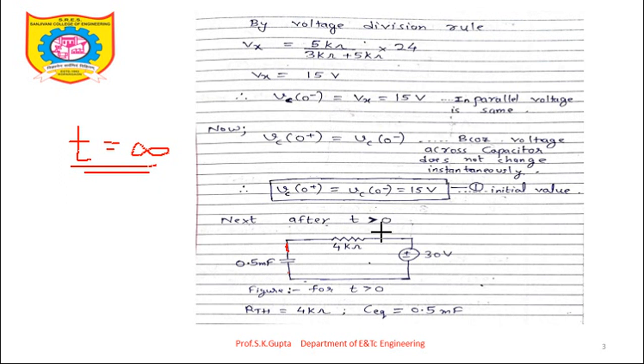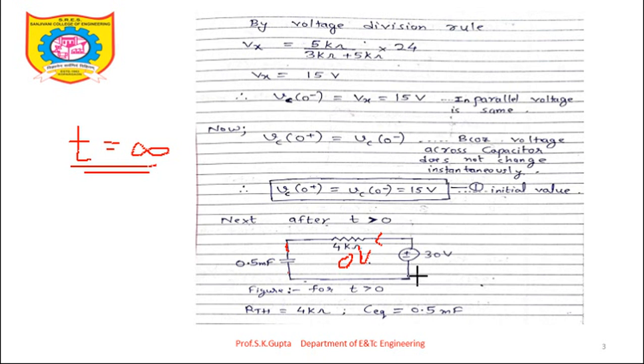So this is an open circuit, so no current will flow through this 4 kilo ohm resistor. Because of that, the voltage across this 4 kilo ohm resistor is 0 volt. Voltage is V equal to IR, so 0 into 4 kilo ohm, 0 volt. So the voltage across this 4 kilo ohm is 0 volt.